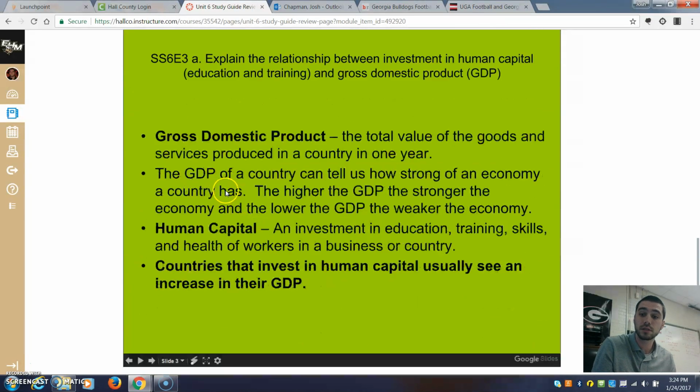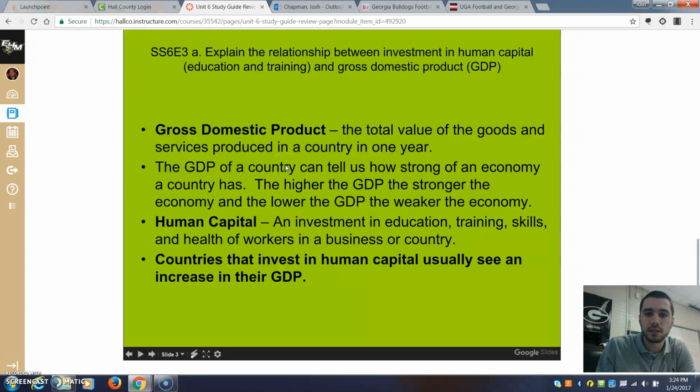Gross domestic product, also known as GDP, is the total value of goods and services produced in a country in one year. So everything that is produced in one country. Remember, you want to have a higher GDP. The higher the GDP, the stronger the economy. So you need to write this for gross domestic product. This is your definition you will need to write, please.